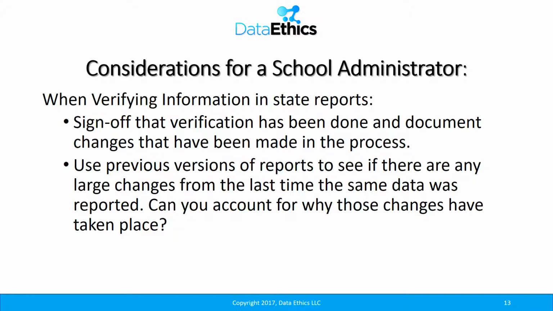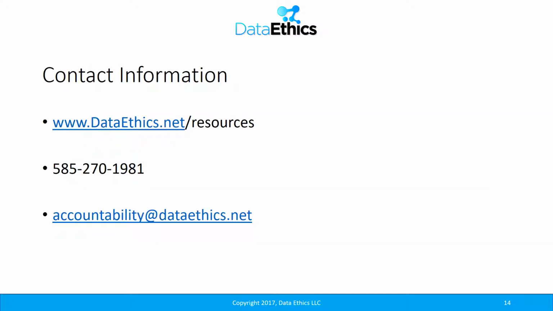After the verification of information in state reports, make sure that there's a sign-off, that you're providing the authorization that the data is correct as reflected, or is in need of alteration because it does not accurately reflect, and then documenting what is not accurate. Make sure that you're using previous versions of reports to see if there are any large changes from the last time the same data was reported. Oftentimes this is called a reasonability check, so that gives you an idea of the consistency of the data that's been reported.